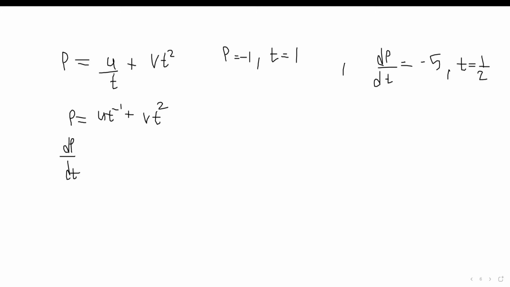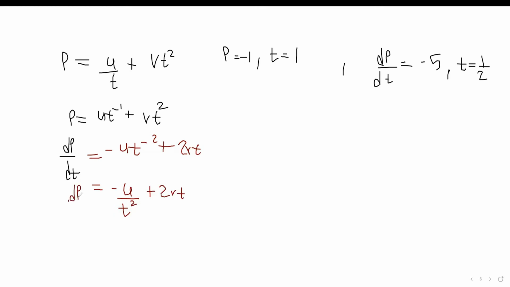is going to be equal to, all right, and so continuing now, we carry down the power, we get minus U times T to the -2, plus, we differentiate this, we carry down the power, we get 2VT, and we subtract 1 from the power. That's what we get. So that means that dP by dt, if you want to rewrite it properly, is -U over T squared plus 2VT. That is dP by dt.